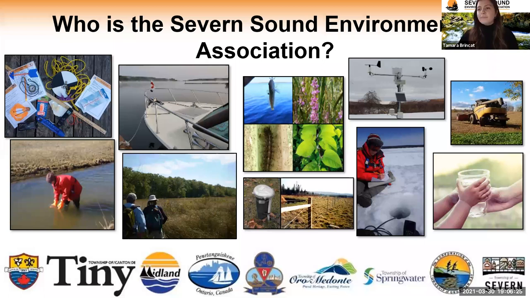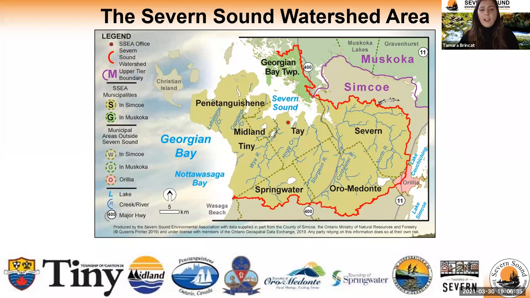And the SSEA covers the Severn Sound watershed. It's outlined in red on the slide here. It's an area of approximately 1,000 square kilometers, and it's a group of bays in southeastern Georgian Bay. It includes open water of Severn Sound and all the way from Matchedash Bay in the east to Penetanguishene Bay in the west. The Severn Sound area covers as far north as Honey Harbor and Beausoleil Island. It also includes the land base and river systems that drain into Severn Sound.